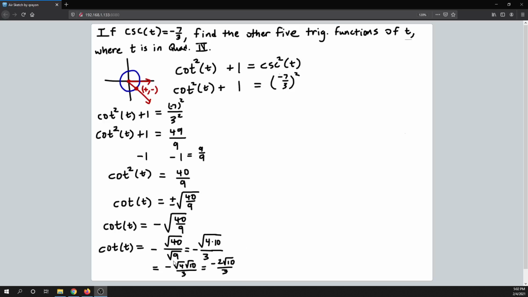All right, so I found the cotangent. Next up, we can do any of the others. We have cotangent and cosecant. So two of the ones that are pretty straightforward to find based off of that are the tangent itself. So let's do that one next. To find the tangent, that's going to be 1 over the cotangent.